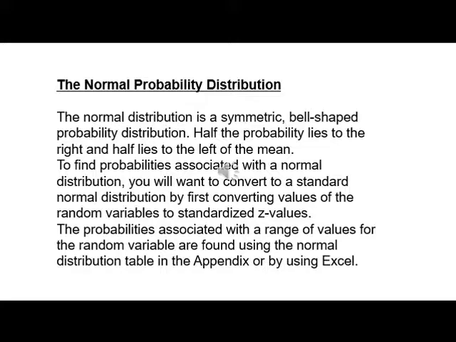To find probabilities associated with a normal distribution, you will want to convert to a standard normal distribution by first converting values of the random variables to standardized z-values. The probabilities associated with a range of values for the random variable are found using the normal distribution table in the appendix or by using Excel.